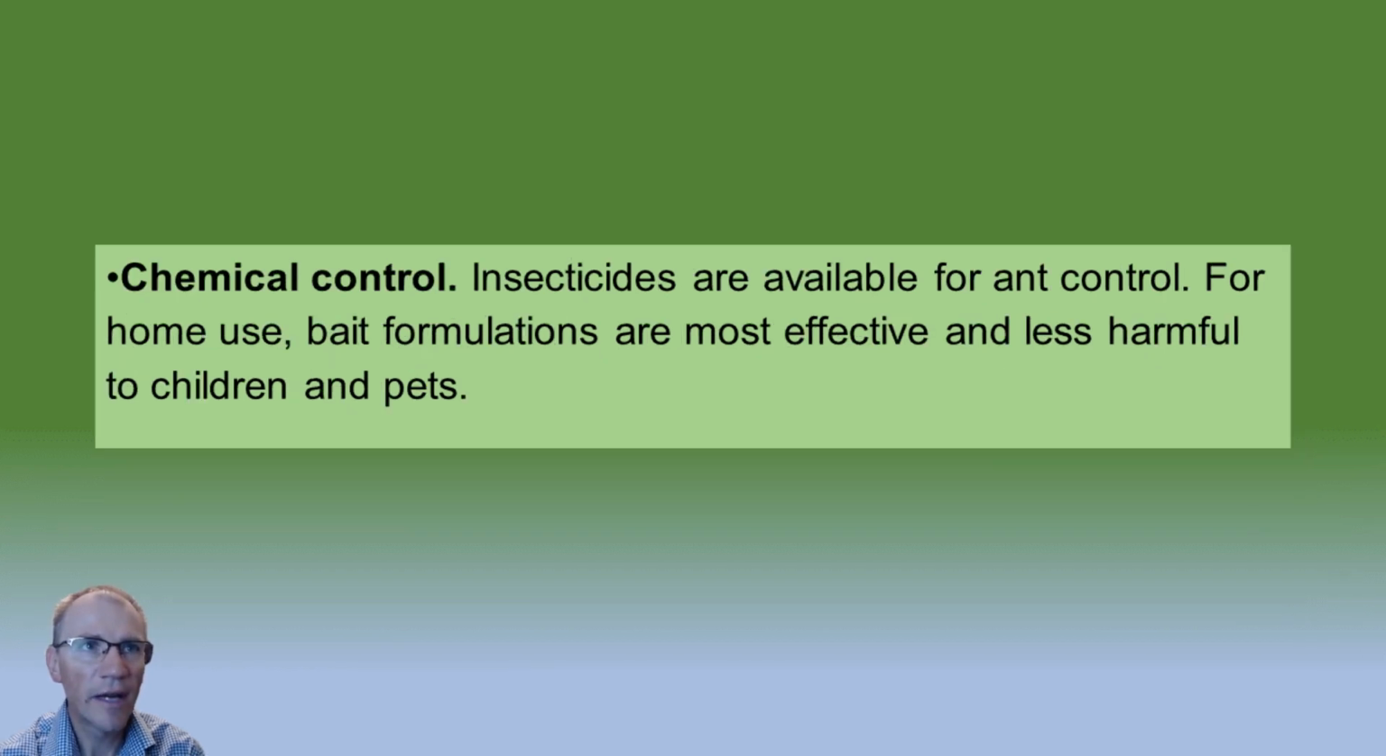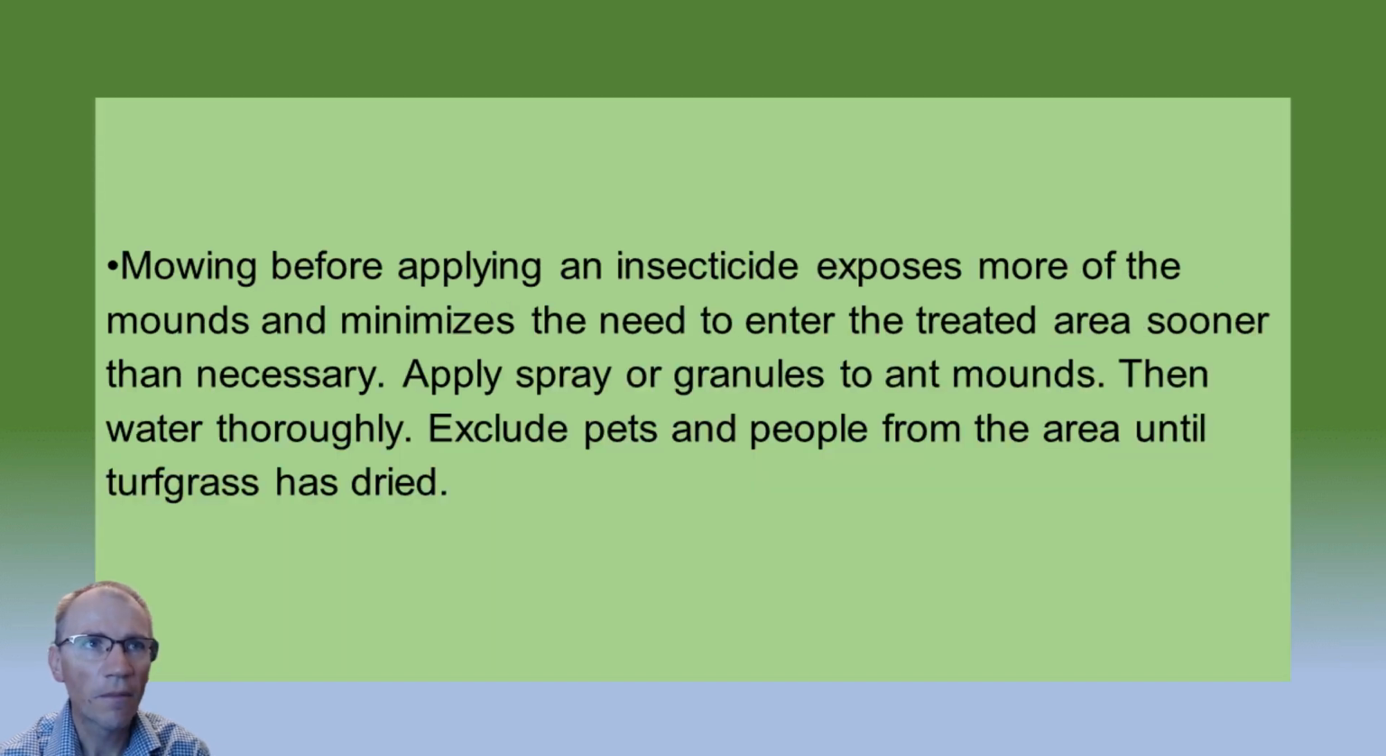Chemical control. Insecticides are available for ant control. For home use, bait formulations are the most effective and less harmful to children and pets. Mowing before applying an insecticide exposes more of the mounds and minimizes the need to enter the treated area sooner than necessary. Apply spray or granules to ant mounds, then water thoroughly. Exclude pets and people from the area until turfgrass has dried.